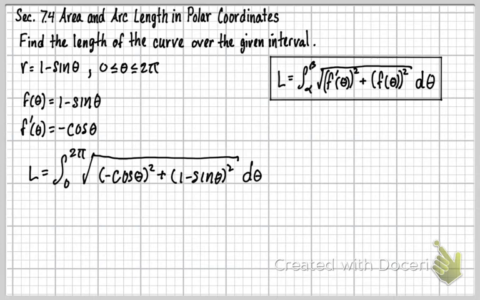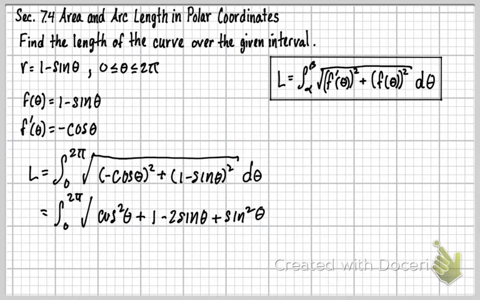Okay, so I'm going to square those. So when I square it, it's going to be the integral from 0 to 2 pi, and the integral of this first part is going to be cosine squared theta plus, and this is going to be 1, and that's going to be minus 2 sine theta when I multiply it out when I square it. And that's going to be plus sine squared theta, and that's going to be d theta.